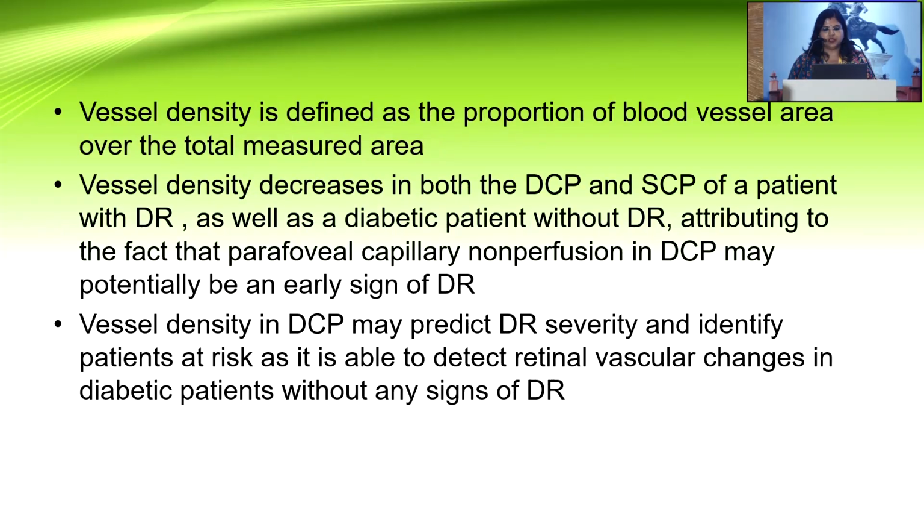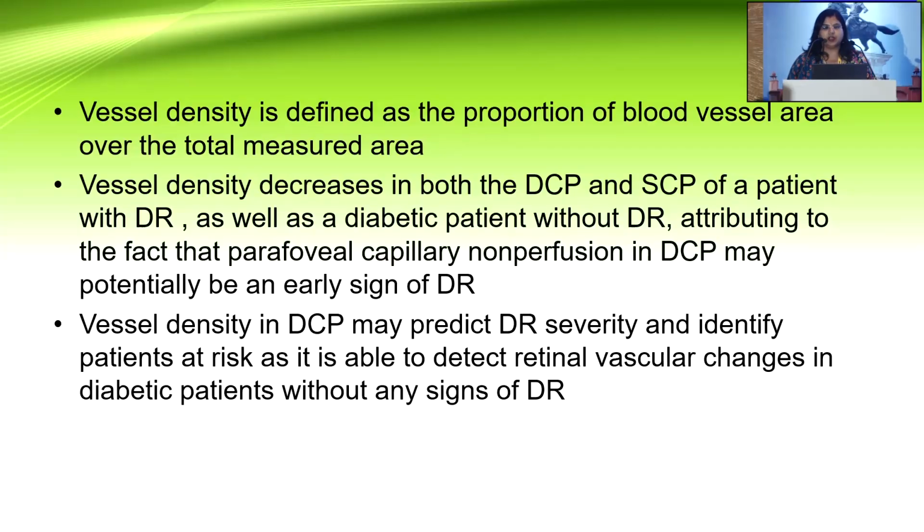So vessel density, as I've already said, is the proportion of blood vessel area over the total measured area. It decreases both in deep capillary plexus and superficial capillary plexus of a patient with DR, as well as diabetic patient without DR, attributing to fact that parafoveal capillary non-perfusion in DCP may potentially be an early sign of DR. Vessel density in DCP may predict DR severity and identify patients at risk, as it is able to detect retinal vascular changes in diabetic patients without any signs of DR. So this is very important.